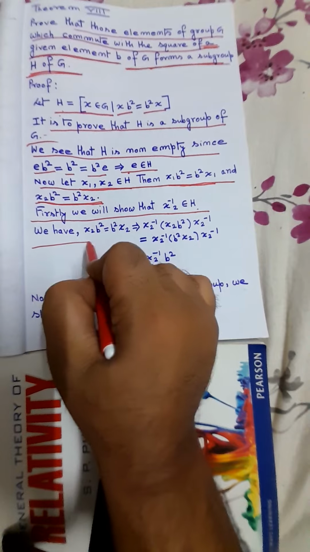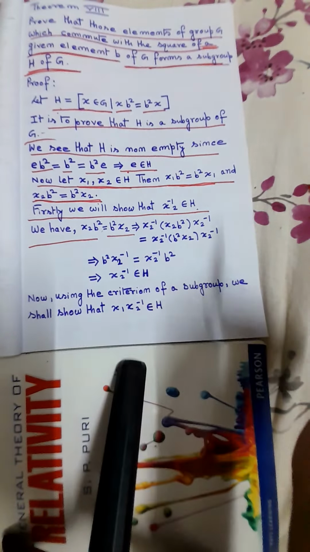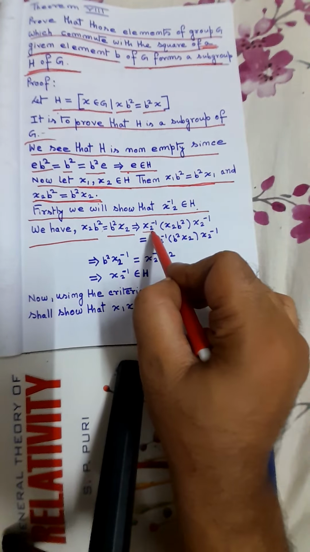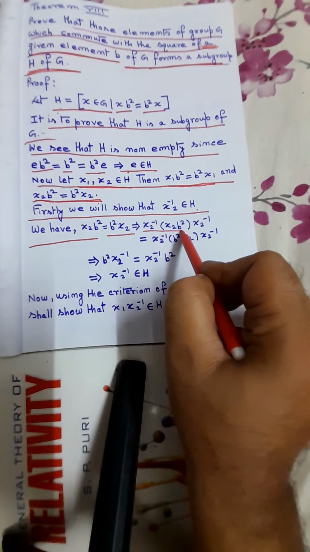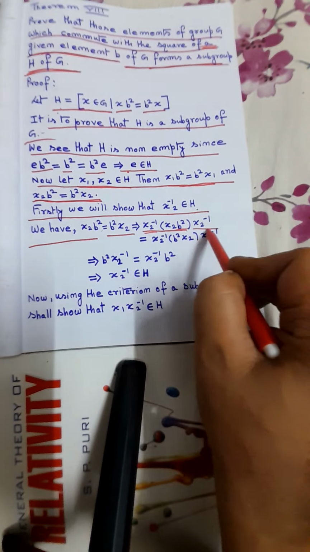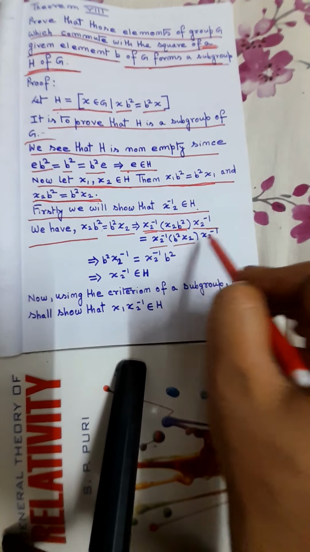We have x2 b square equals b square x2. That means if we take x2 inverse on the left side, we will get x2 inverse x2 b square x2 inverse equals x2 inverse b square x2 x2 inverse.